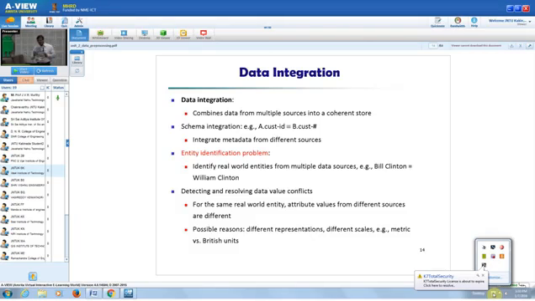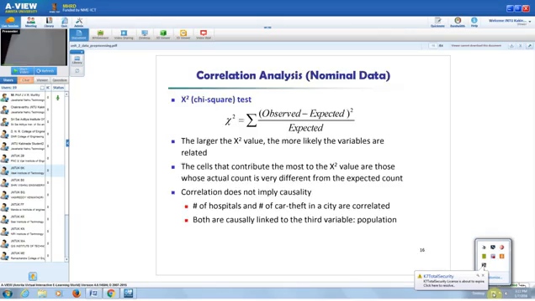So here we have an example. Suppose you have two variables A and B. The chi-square test, the significance is sigma of the observed value minus expected value whole square by expected value. That is called the chi-square.